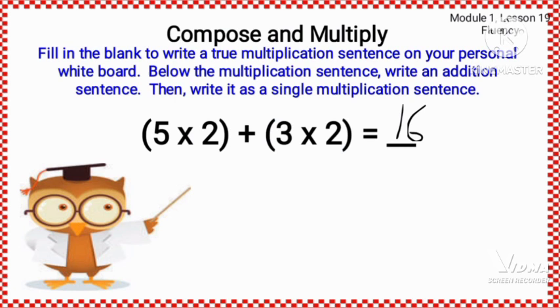Here's another one. 5 times 2 in brackets plus 3 times 2 equals 16, because that is the same as 8 times 2. This is the same as 9 times 4, 36.